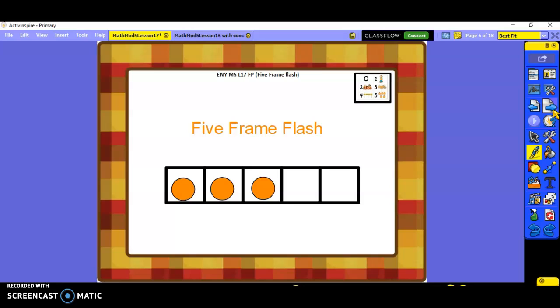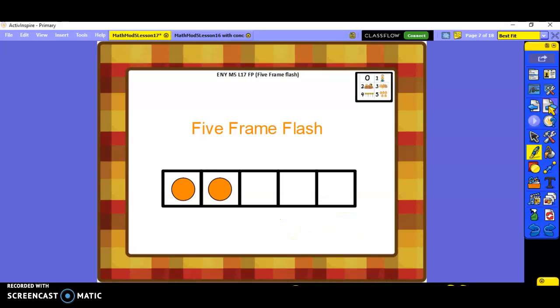Next frame, count. When I say snap, yell out how many more. Yes, 2 more to give us our whole of 5. Let's write that addition sentence. 3 plus 2 equals 5. Good thinking. Let's move on to our next frame. Count. How many more? Did you say 3? You are such a smart rocking cardinal. That's right. We had 2 plus 3 more equals our 5.